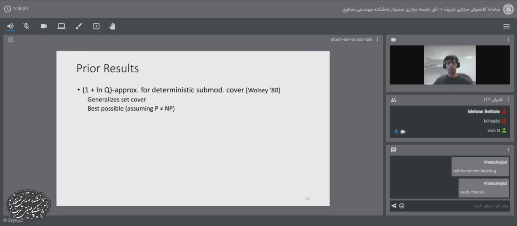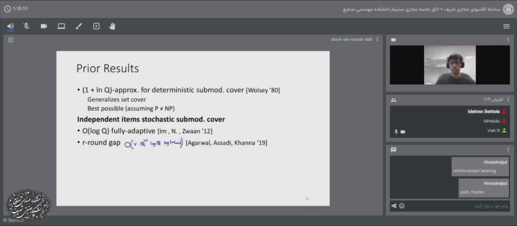Okay, so what was known previously for this setting? So going back to the deterministic submodular cover problem, a natural log of Q approximation was known due to Wolsey, and this is a setting that generalizes set cover. And for that reason, we cannot achieve any better approximation ratio, assuming that P does not equal NP. For the stochastic submodular cover problem, when you have independent items, a log Q approximation was known using a fully adaptive algorithm.